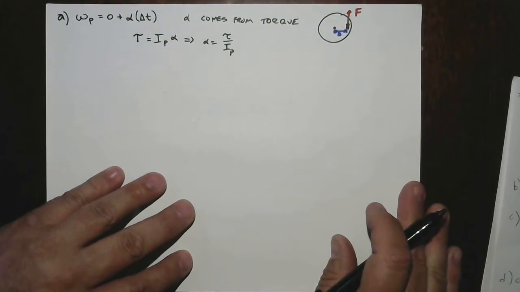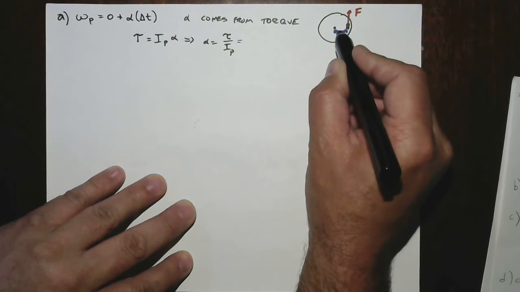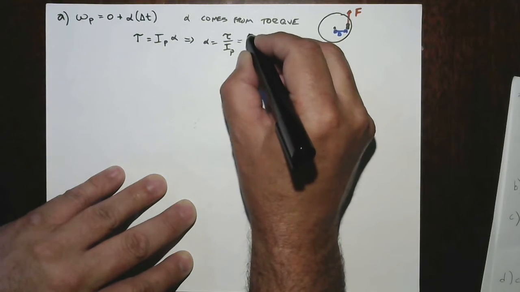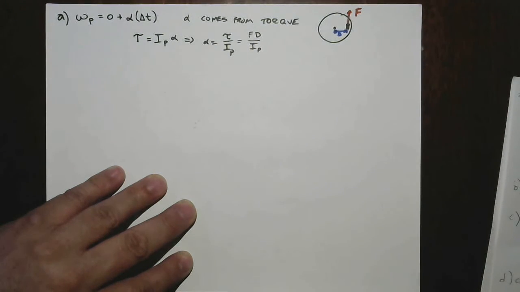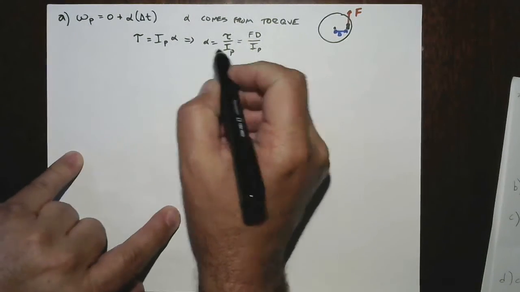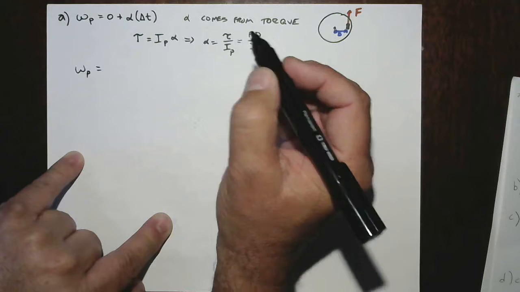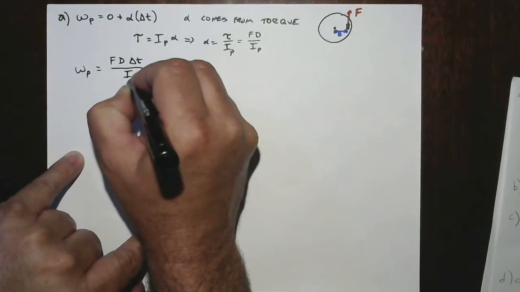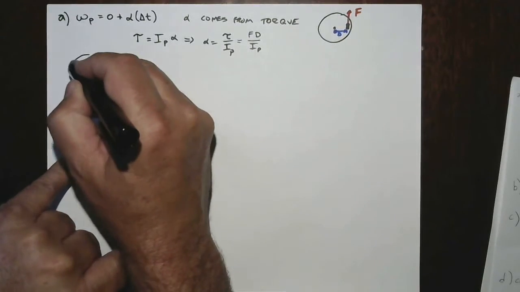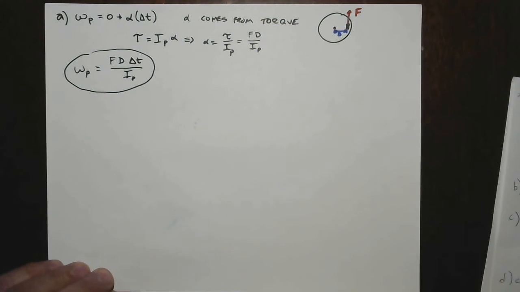Now, what is the torque? Well, because the force is acting at a right angle to the distance away, the lever arm, it's just the product of the force and the lever arm. So this is really a simple expression for the torque, and now we can put that into our expression up here and decide that omega p, the final speed, is going to be F d delta t all over IP. And that's in terms of things that we're allowed to use. So I believe that's a finished product answer. And it wasn't too bad. That was using the rotational kinematics equations.